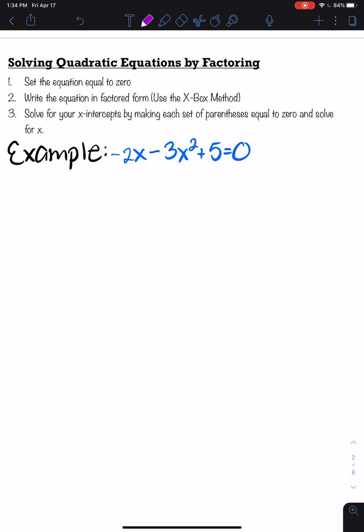However, if you look closely, this is not written in standard form because my b value actually comes before my a value, while c is still in the same place. So for this, if it helps you, you can rewrite this into standard form as negative 3x squared minus 2x plus 5. And then from here, you can begin doing your x box.